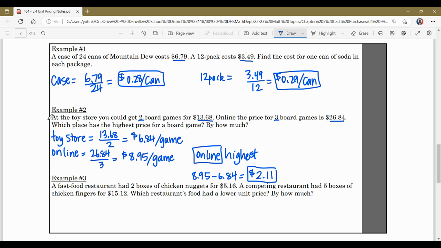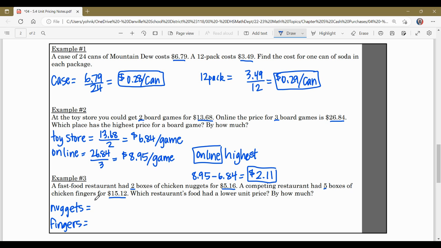Okay, example number 3, a fast food restaurant had 2 boxes of chicken nuggets for $5.16. A competing restaurant had 5 boxes of chicken fingers for $15.12. Which restaurant's food had a lower unit price and by how much? All right, well, we got nuggets and we got fingers. Chicken nuggets and chicken fingers.